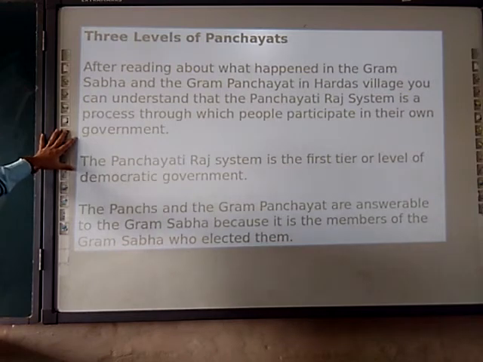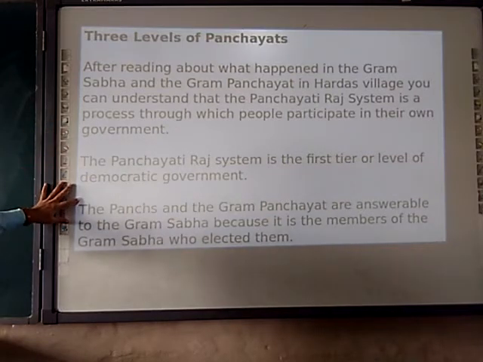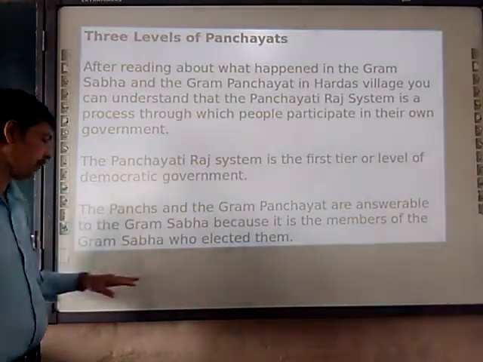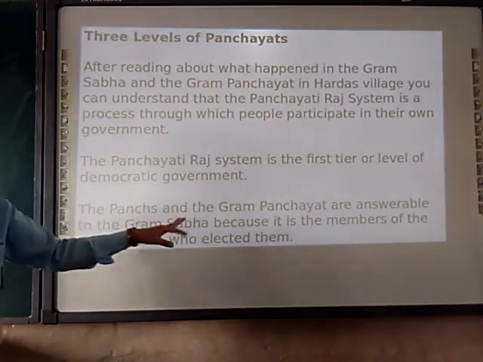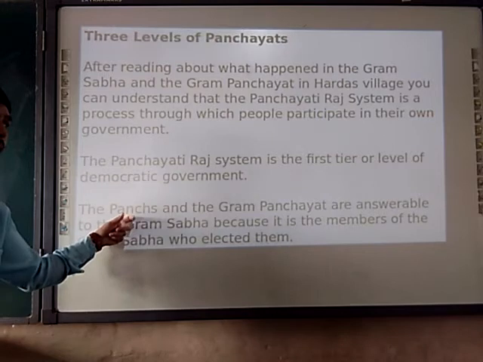After reading about what happened in the Gram Sabha and Gram Panchayat in Hardas village, you can understand that the Panchayati Raj system is a process through which people participate in their own government. The Panchayati Raj system is the first tier of the democratic government. Then the Panch and the Gram Panchayat are answerable to the Gram Sabha, because it is the members of the Gram Sabha who elected them. This is very important.